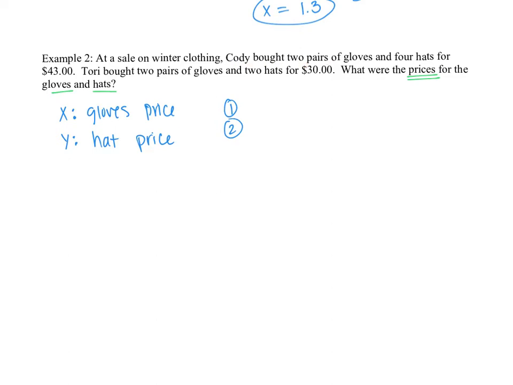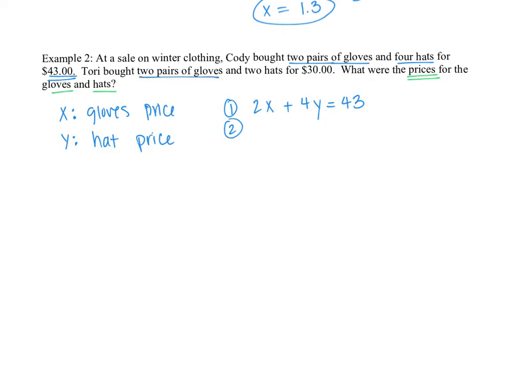So the first equation, I can represent it using Cody. Cody bought 2 pairs of gloves and 4 hats for $43. So this would be 2 pairs of gloves that I'll call X plus 4 hats, which is Y, equals $43. Essentially what I'm doing is taking the quantity and multiplying it by the price. So 2 times the price of the gloves, which I don't know, added with 4 times the price of hats. And when you add them together, you should get the total cost of checkout, which was $43.